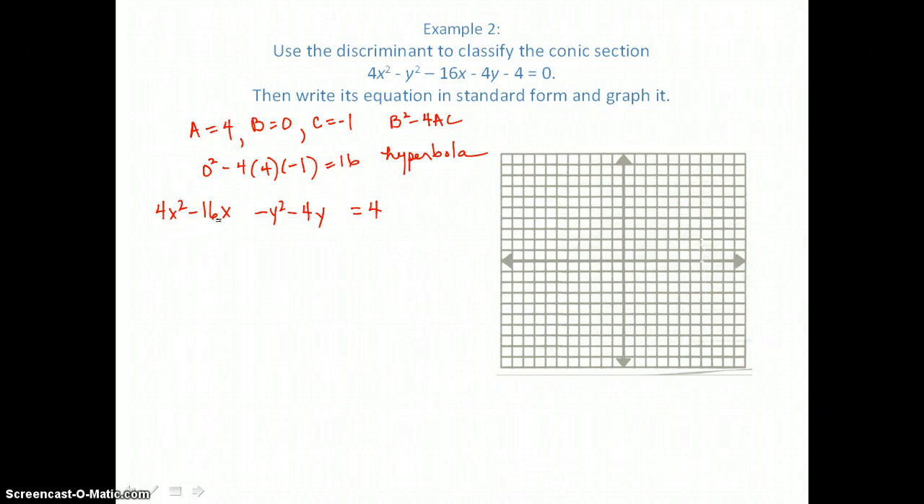Okay, now before I can complete the square on x, I need to make sure I have 1x squared. So I'm going to have to factor 4 out of my x terms. That'll leave x squared minus 4x, and I'm going to leave a space to complete the square. I need to factor negative 1 out of my y terms in order to have 1y squared.